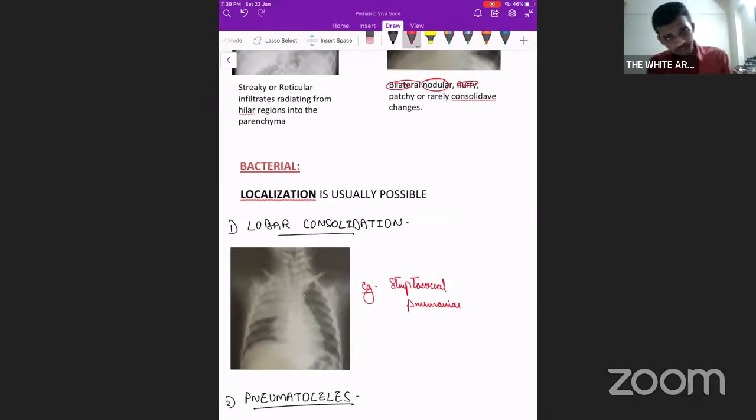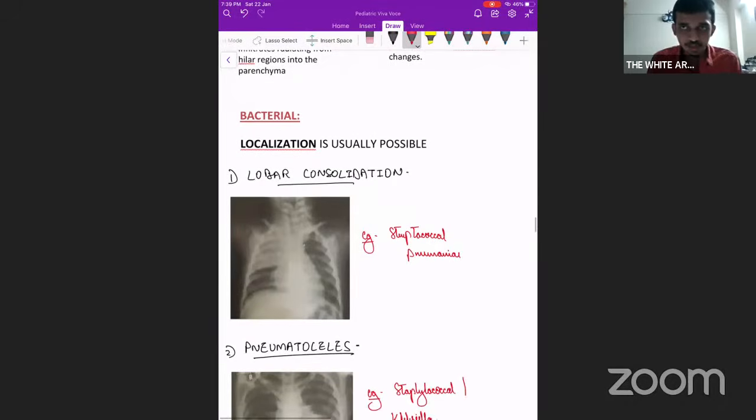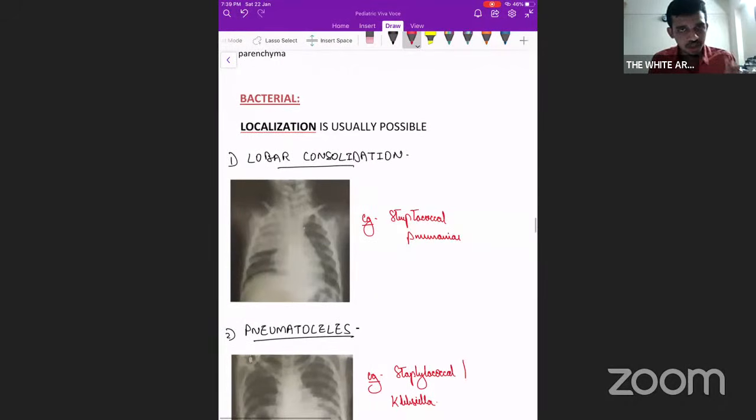We are done with the viral spectrum. Next is bacteria. In bacterial infection, usually localization is possible. So we'll see different types of bacterial infection. One is lobar consolidation. In this pattern, you get a clean lobar consolidation. There is an opaque structure in the right upper lobe, most of the time caused by streptococcal pneumonia.